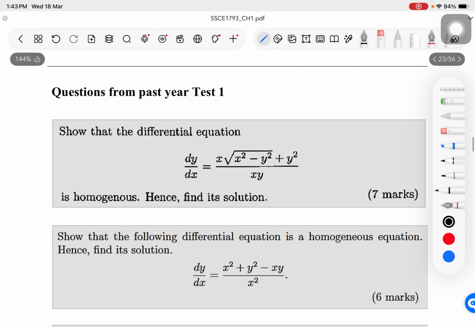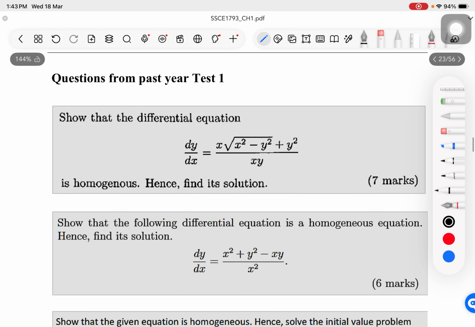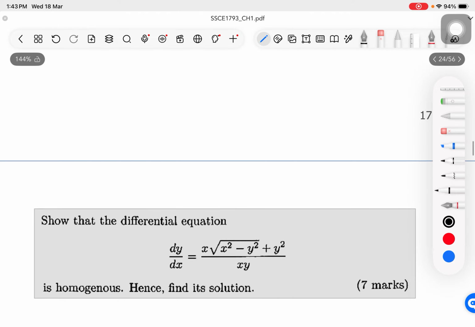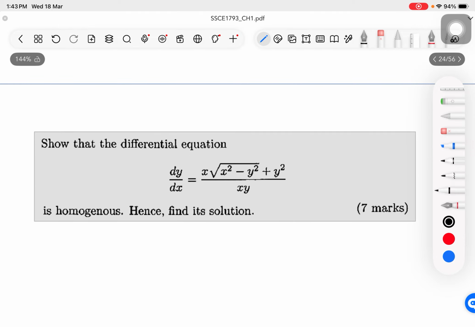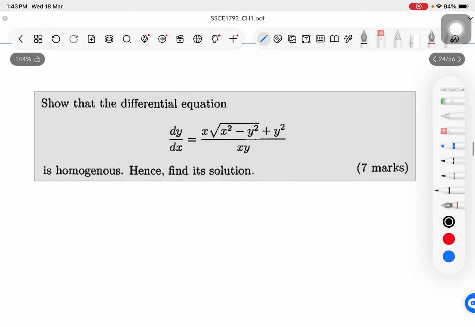So let's go to this one, the past question. Let's do number 1 here. For number 1, they ask you to show that the differential equation of this one is homogeneous, hence find its solution. This question is 7 marks. So we need to check for the homogeneity first.